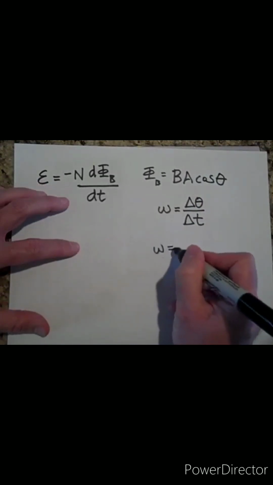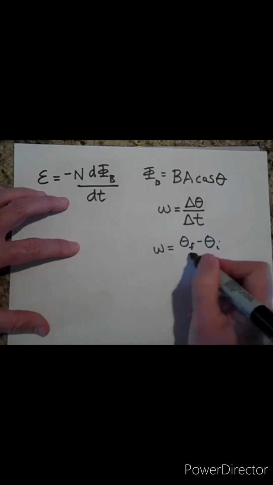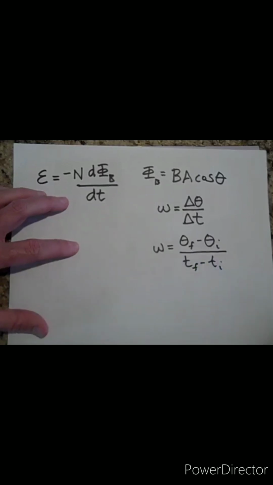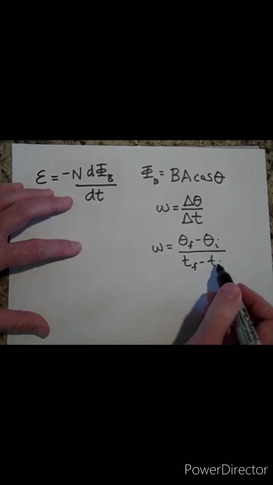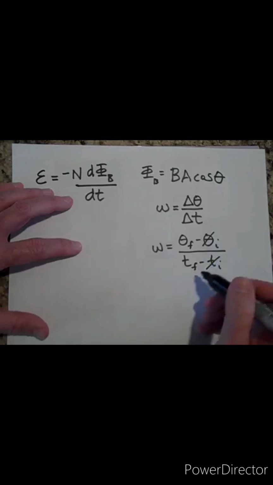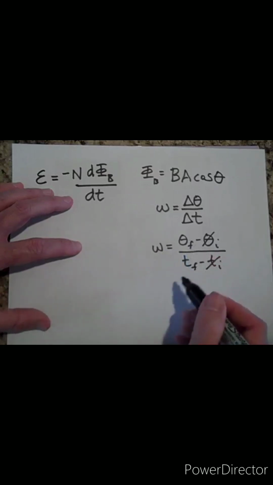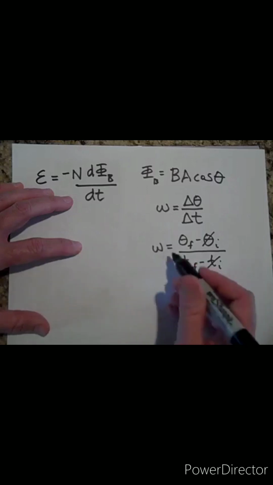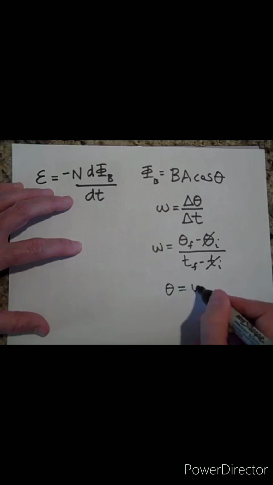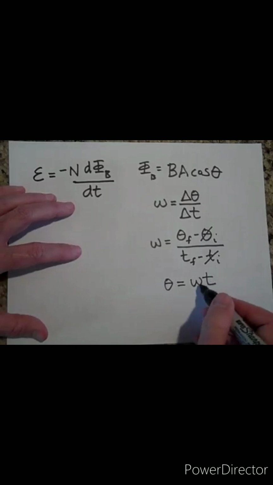And theta, next, we can make the final t minus the initial t. But what if t initial is 0? So I'm going to make this 0 to get rid of the theta. So the theta final over time final, if we bring the time final to the other side, the theta is just going to be equal to omega t. If you want to know the rotation, just multiply t times the omega.